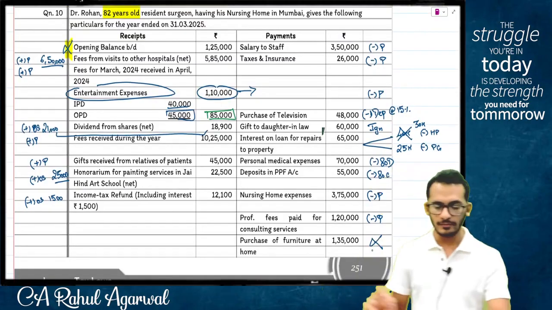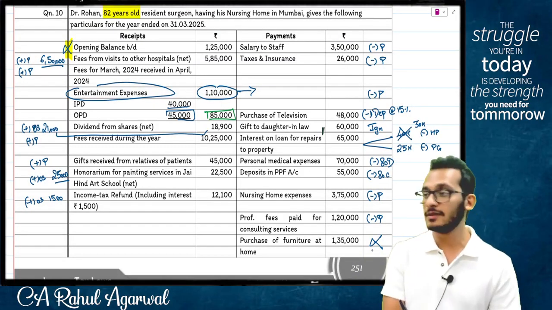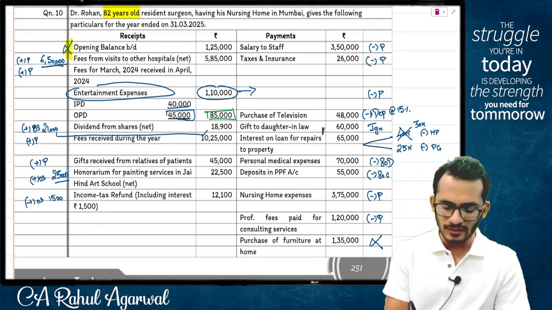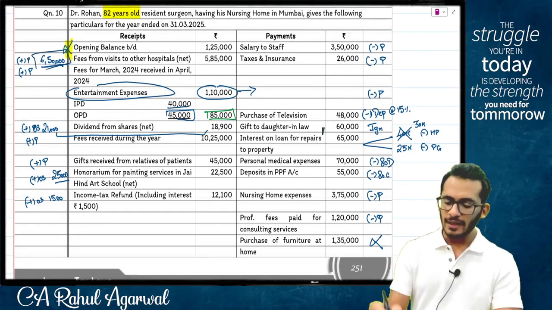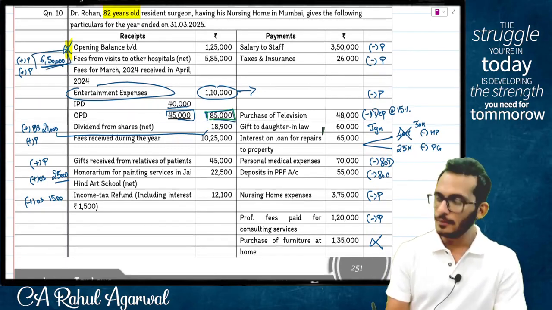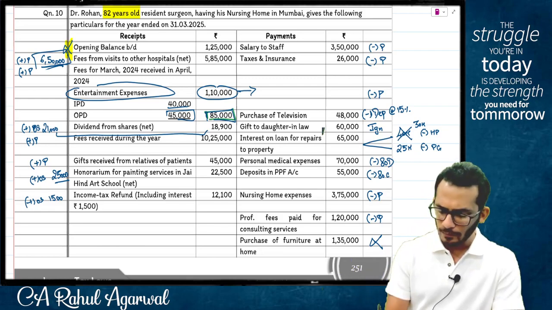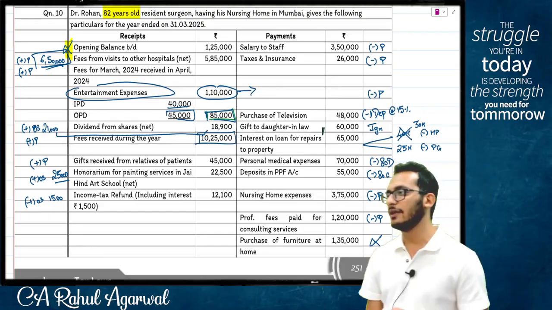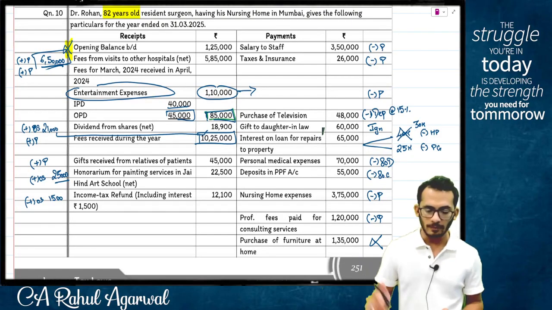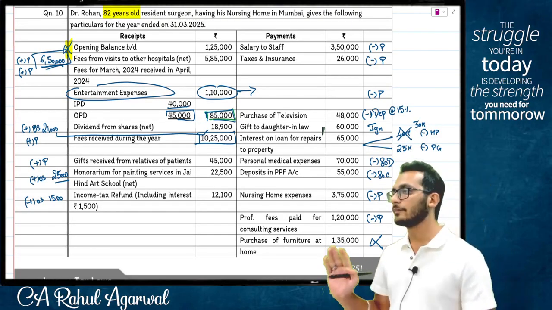People, if I'm looking on the left side, I have fees from visits of other patients. Is it my turnover? Yes. So this is taken into consideration. Then I have 85,000. This is my turnover. Yes. This is also taken into consideration. Then I have fees for payments received during the year, 10,25,000. Is it my turnover? Yes. Now, people, this is my turnovers.